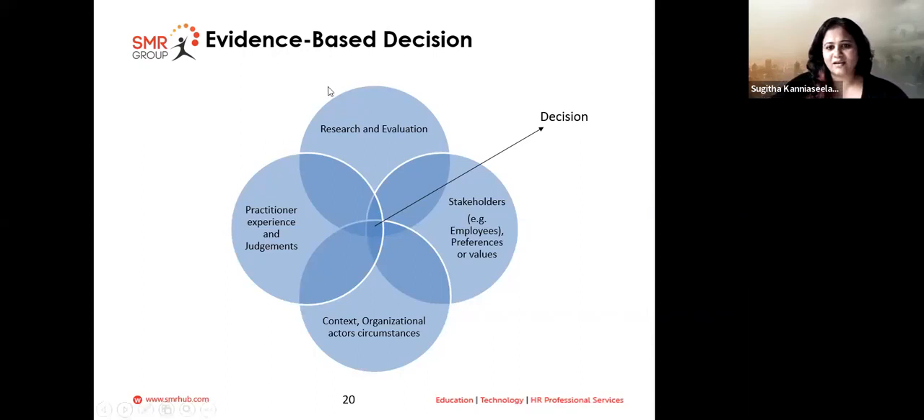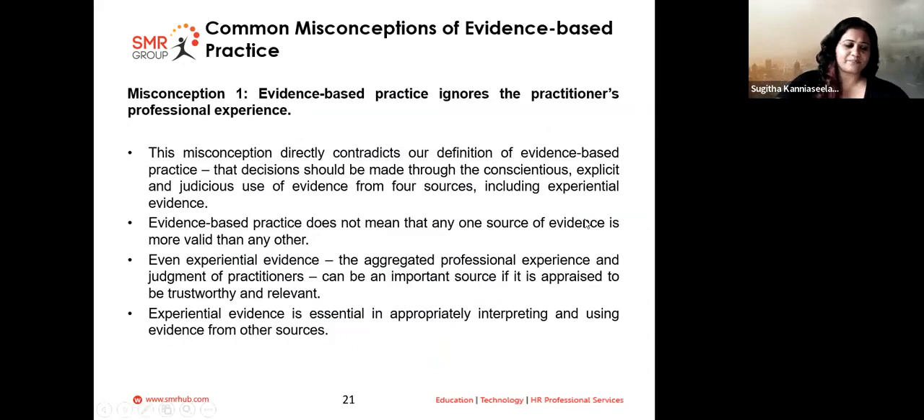We need to look at a lot of things when we are making decisions. These four circles represent the four sources of evidence: research and evaluation from scientific evidence, practitioners' experience from practitioners' evidence, stakeholders, their values and concerns, and context, organizational evidence. If we are able to look at this and come to a decision, our decisions are going to be sound and well-rounded. However, take that with a pinch of salt. Not all evidence may be available for us when we are trying to make a decision.